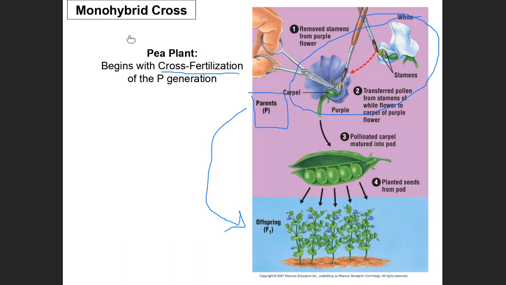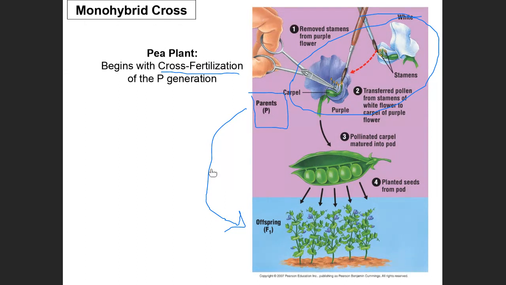So whenever Mendel started a monohybrid or a dihybrid cross, he always started with cross fertilization. That first generation that he cross fertilized was our parent generation, and it involved two separate parents. One served as the male, the other served as a female. Doesn't matter if it's monohybrid or dihybrid. He always started with a P generation that had two separate parents so that they could sexually reproduce, and he would do a cross fertilization.